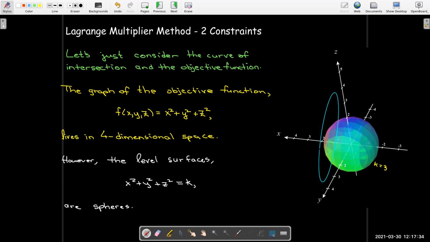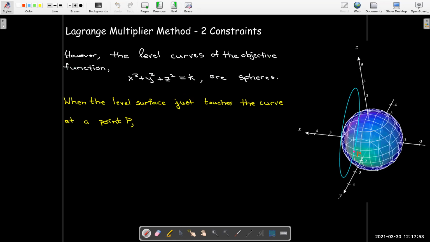Even with technology, it's hard to see that at this point there's actually space between the sphere, the level surface, and the curve of intersection. And now just one more correction here.